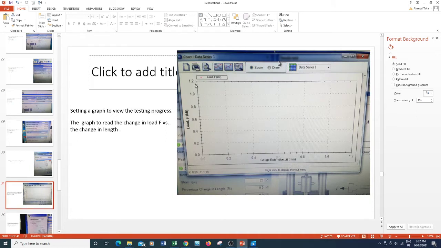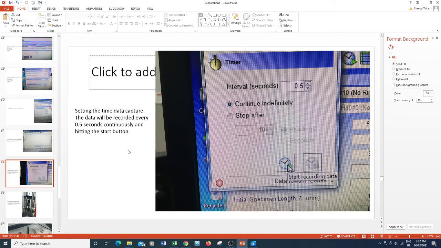Here is the graph, setting a graph view for the testing progress. The graph is to read the change in load F versus the change in length. Now we are going to set the time data capture. The data will be recorded every 0.5 seconds continuously, and we are going to hit the start button.